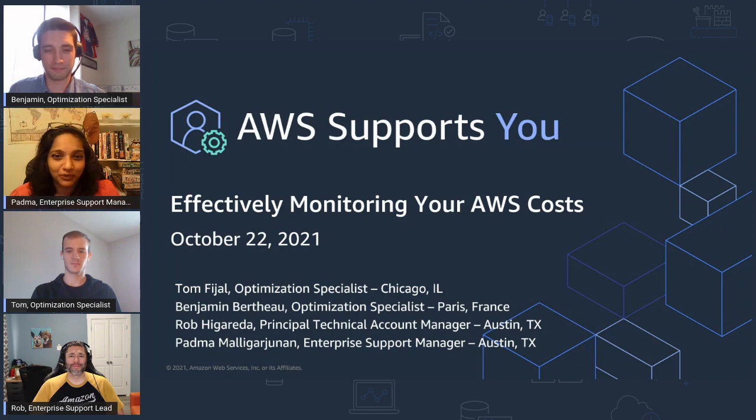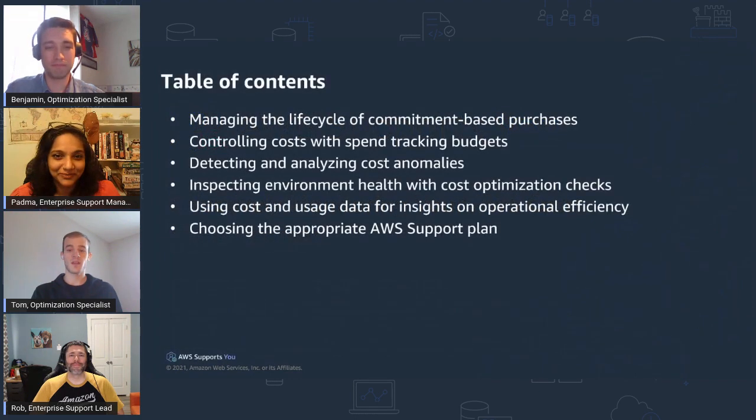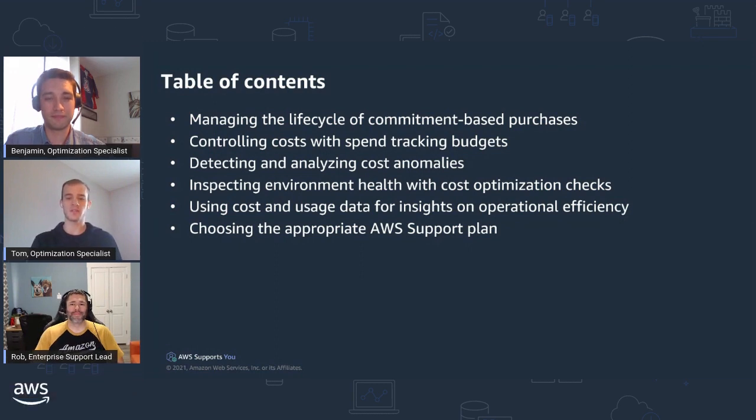Tom, can you walk us through what we're going to be looking at today? Absolutely. So we'll start today with the reporting and alerting capabilities that are available for commitment-based purchases. Those are your reserved instances or savings plans. From there, we'll cover tools for tracking spend against approved budgets, how to detect spend anomalies, and review checks that inspect environment health. Then Benjamin will do a deep dive into the AWS cost and usage report and how it can be leveraged by BI tools to gain insights into operational efficiency.